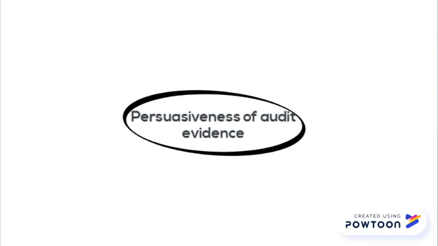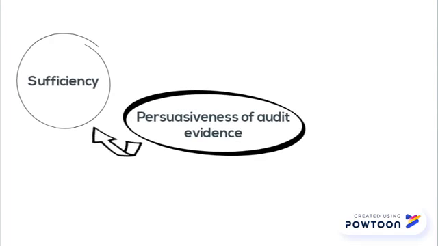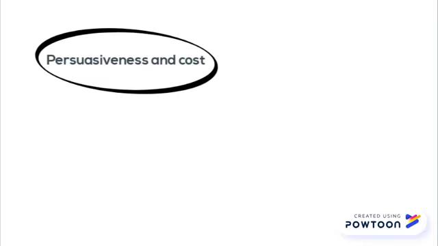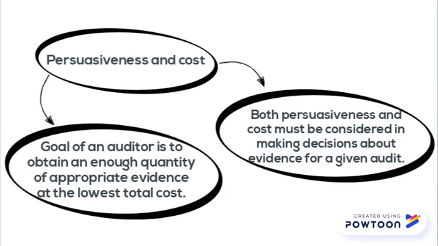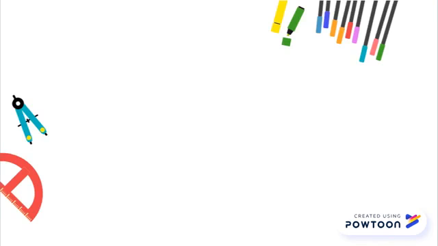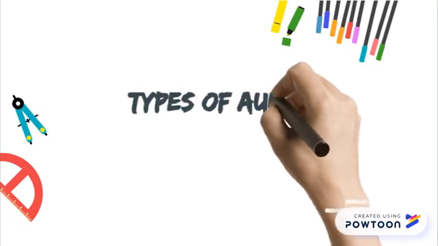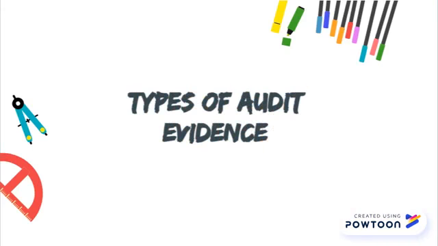There are 2 determinants of persuasiveness of audit evidence, which are sufficiency and appropriateness. Both persuasiveness and cost must be considered in making decisions about evidence for a given audit. Goal of an auditor is to obtain an enough quantity of appropriate evidence at lowest total cost. The final part of our discussion for this week is on the types of audit evidence.